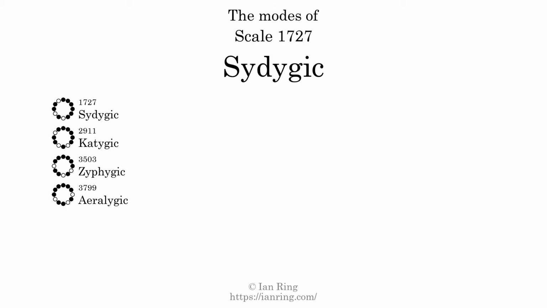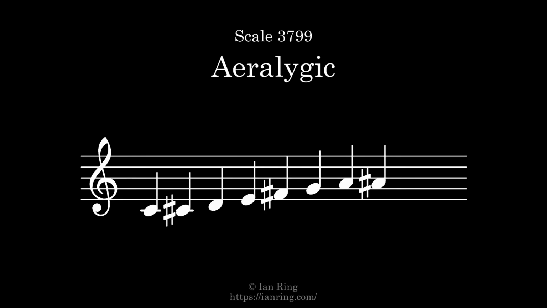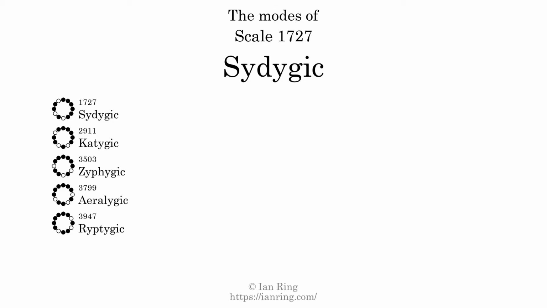The fourth mode is scale 3799, also known as Heteromorphisms. It sounds like this. The fifth mode is scale 3947, also known as Sydygic. It sounds like this.